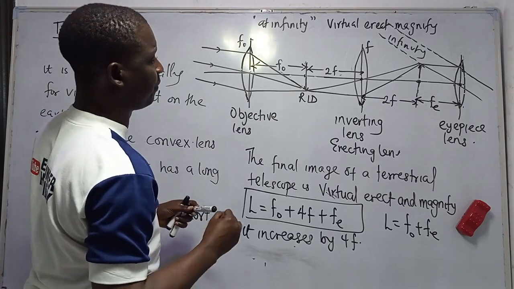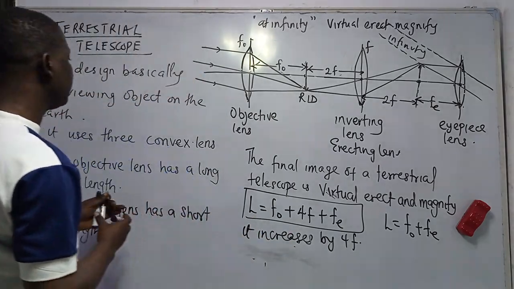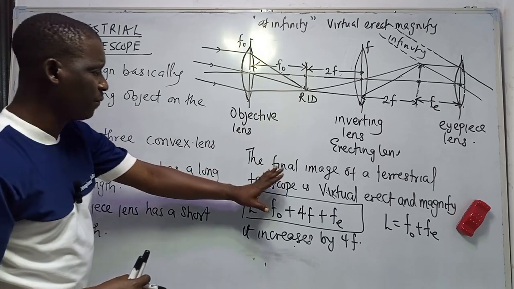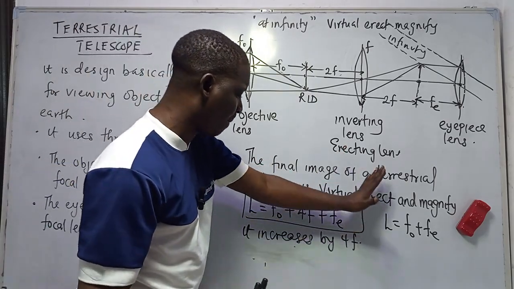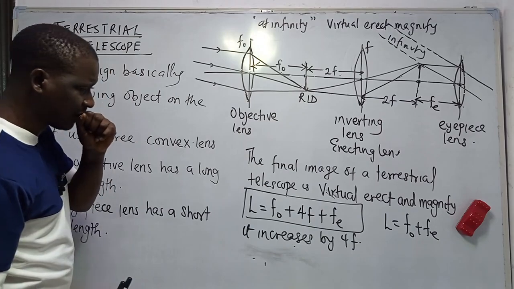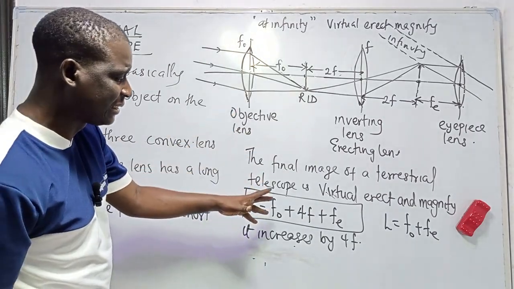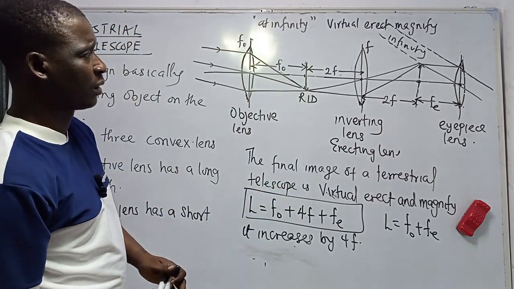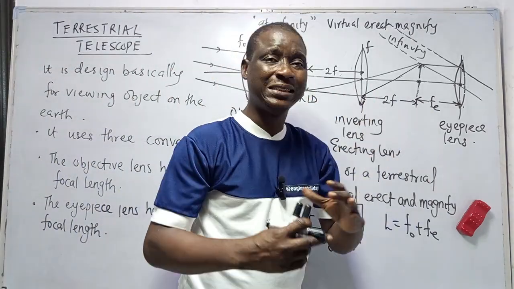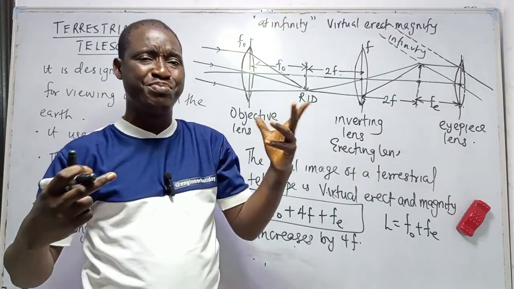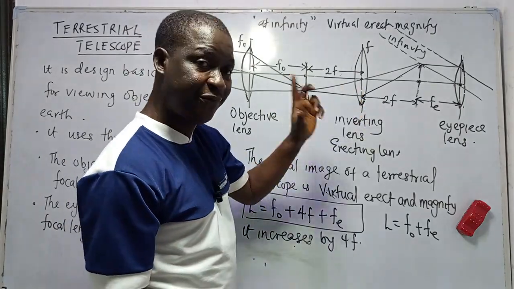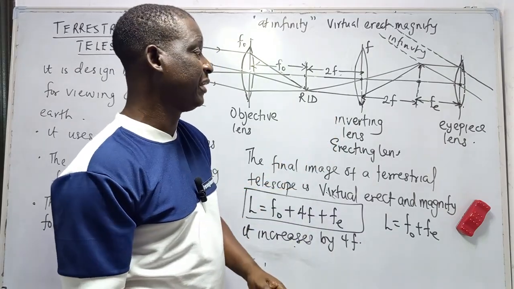Let me explain something here before I go to this part. In a terrestrial telescope, we have explained the image that is virtual, erect, and magnified. Now, the question students will always ask is what are the advantages and disadvantages of this, or what is the magnification? It is very difficult for us to calculate the magnification because it is cumbersome, and big for us to carry all along.